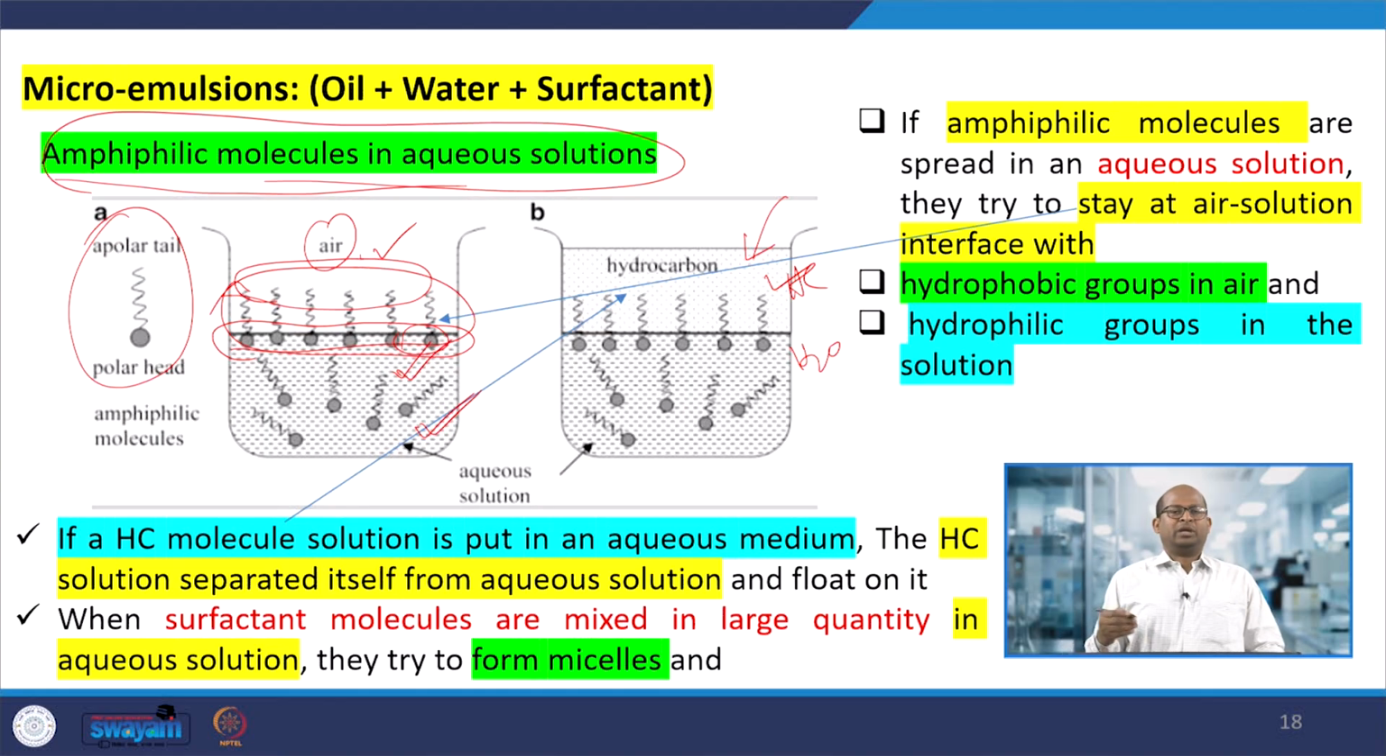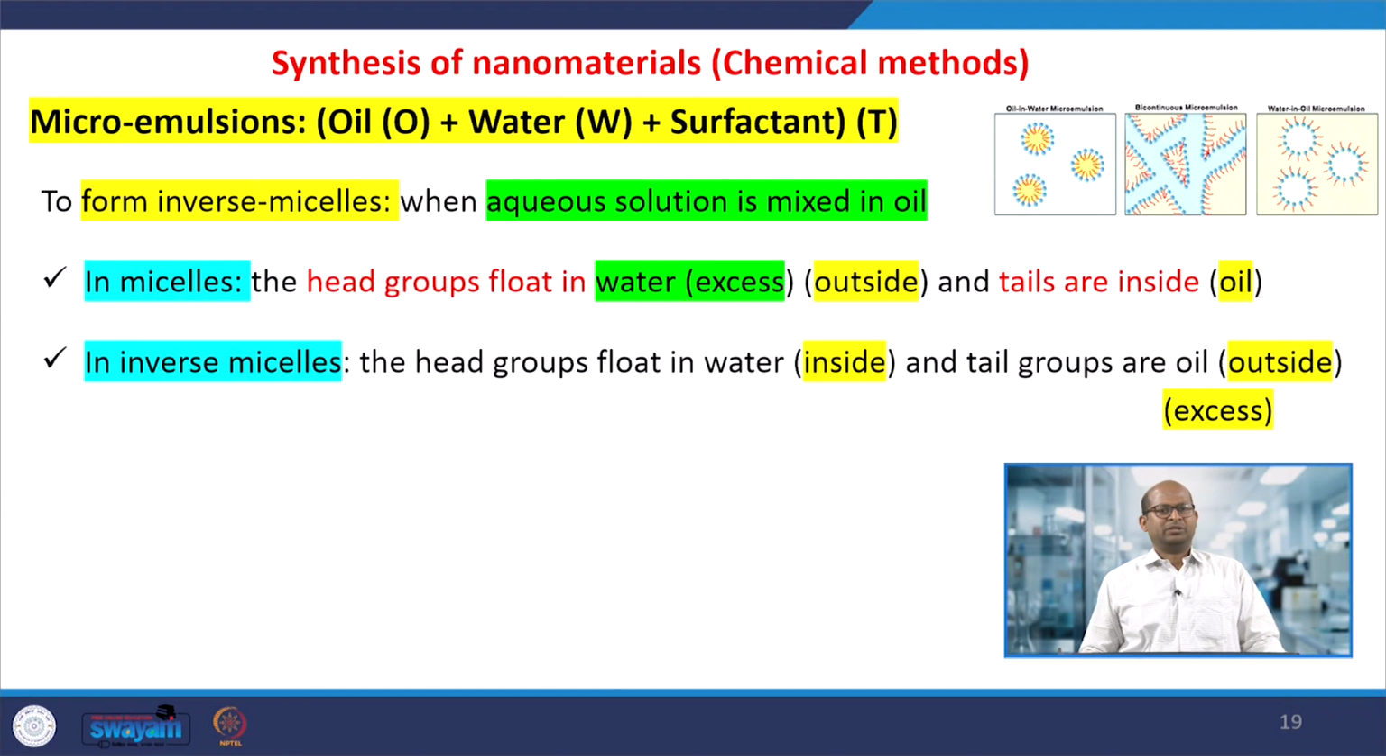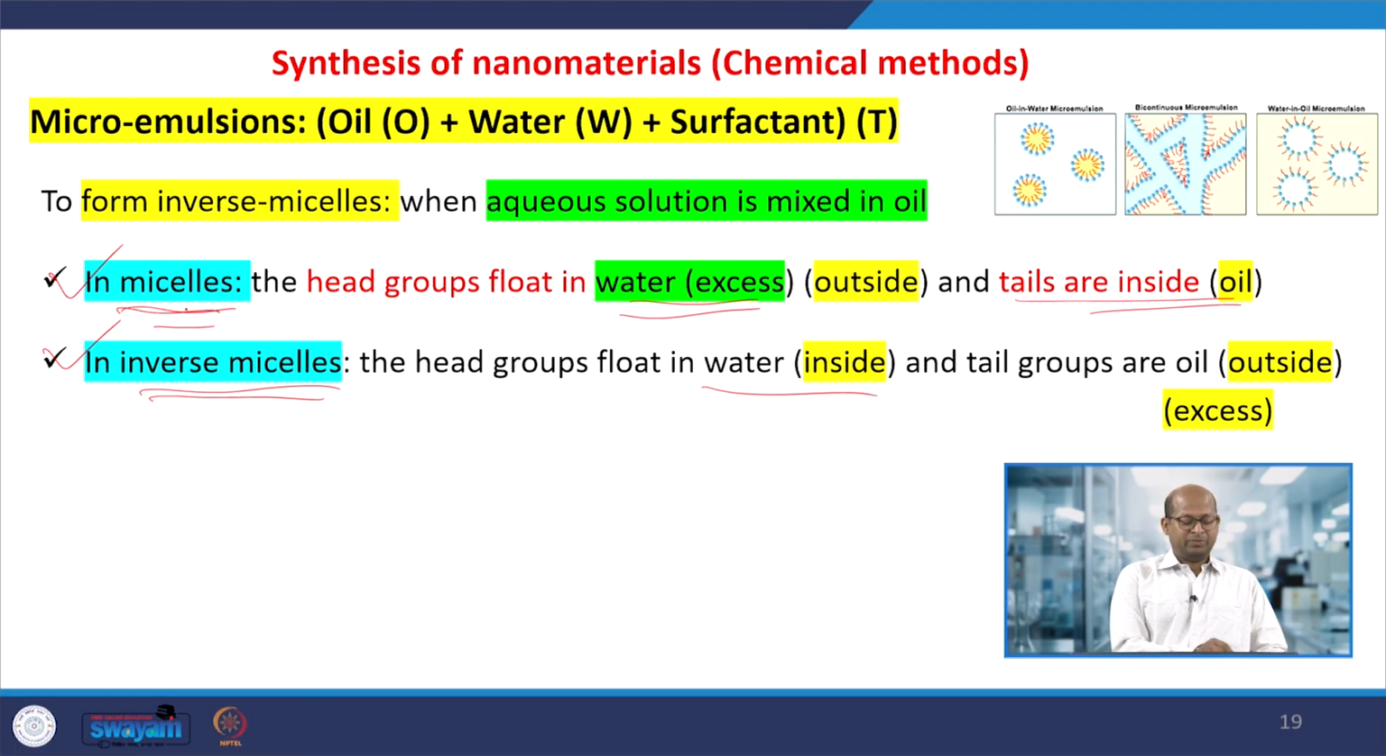Once both layers are formed, if you add some surfactants, the surfactant molecules are distributed amongst these two different solvents, and they also try to form micelles, meaning inverse micelles or micelles. What is a micelle and what is an inverse micelle, we have already discussed. When water is in excess and oil is in a very small quantity, micelle formation is there. When water is taken in a very small quantity and oil is in excess, then inverse micelle formation is possible.